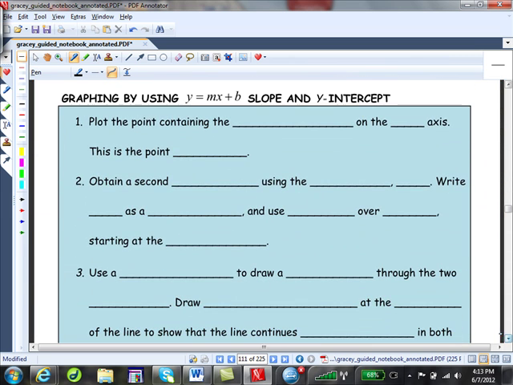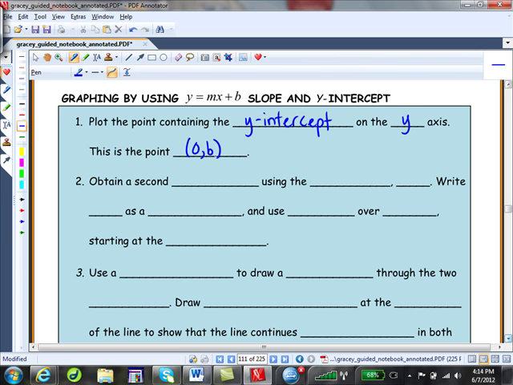All right, graphing by using y equals mx plus b, slope and y-intercept. Plot the point containing the y-intercept. This is such an easy, useful way to graph. I mean, it's easy once you get it, you know. And you plot that, of course, on the y-axis since it's the y-intercept. This is the point 0, b.